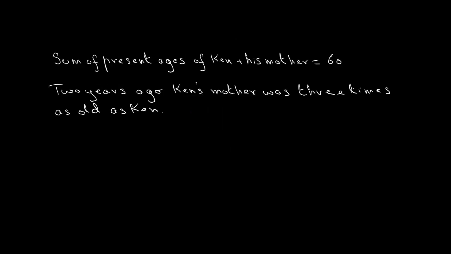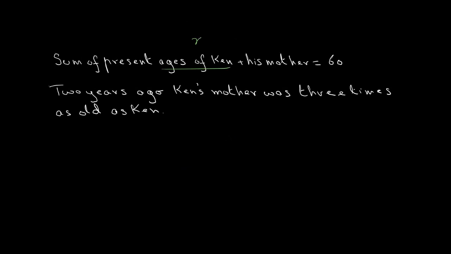Okay. Here's another problem, a bit more interesting. Sum of present ages of Ken and his mother. So let's call the present age of Ken x, and I'm going to call the present age of his mother y. So that means we have x plus y is going to be equal to 60.